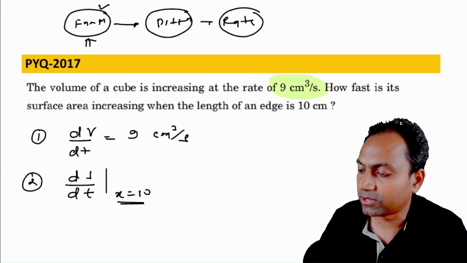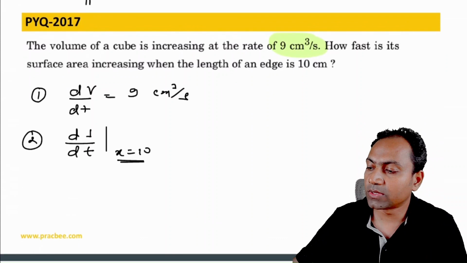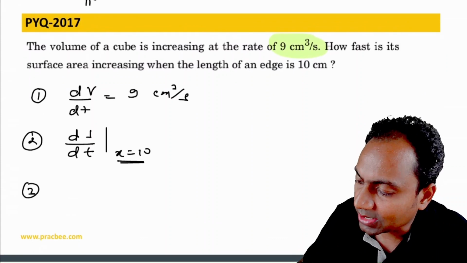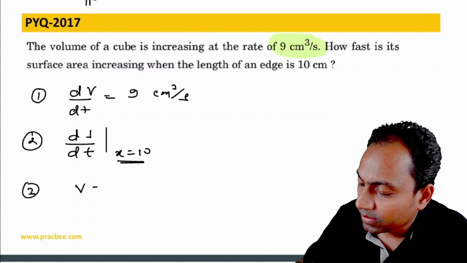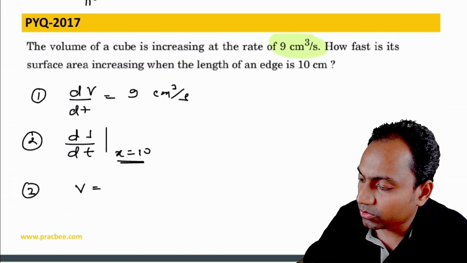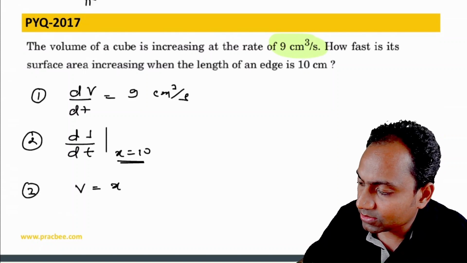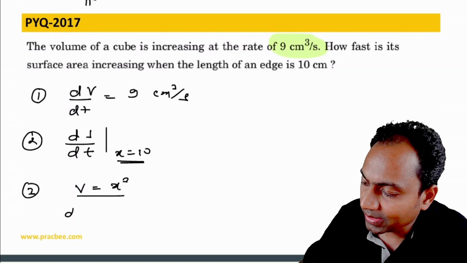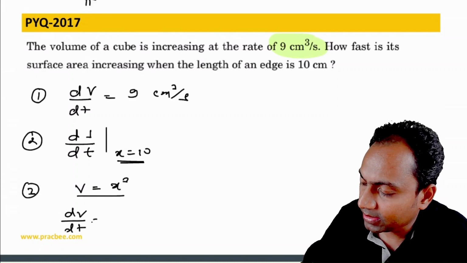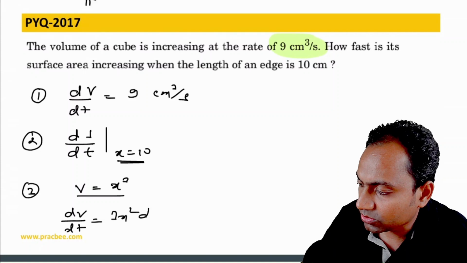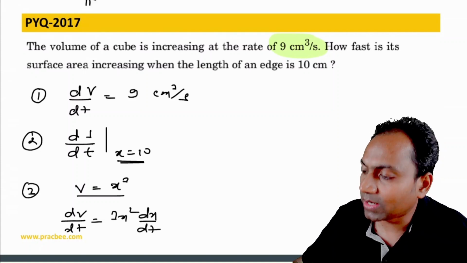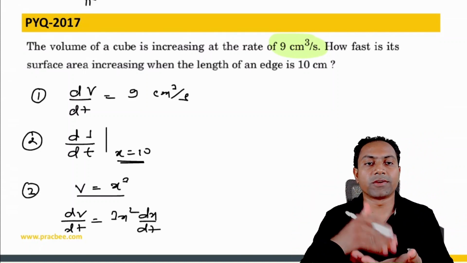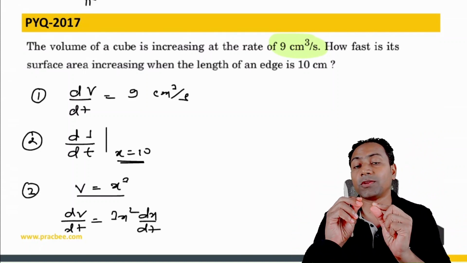So this is what I need to find. With the third part, I can write down the strategy of solving the question. So I can write the volume, which is nothing but x cube. So if I write dV by dt, it becomes thrice of x square dx by dt. This is first. So I am going to find the rate of change of volume. From there I will get the value of dx by dt.